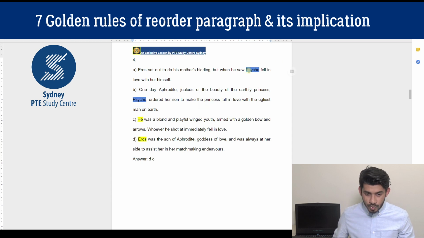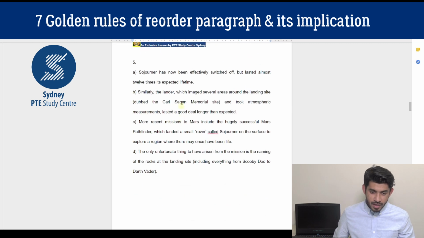Okay, as you can see, both the sentences have the same name, so these two are a pair, there is no doubt. Okay, now Psyche, the name of the girl, she has been introduced in number B. Okay, so B comes first and then A. So looking at these 4 words, you can give your answer. Moving on to number 5.